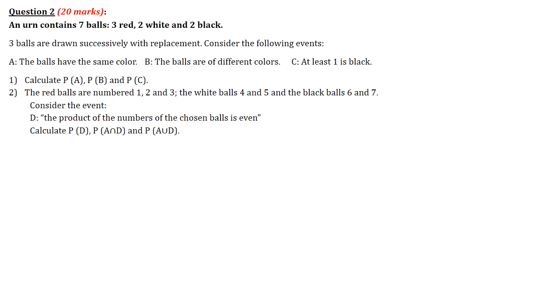An urn contains 7 balls, 3 red, 2 white, and 2 black, and 3 balls are drawn successively with replacement. So here we have repetition, and we have 3 events. The balls have the same color, the balls are of different colors, and at least one is black. We need to calculate the probability of A, B, C. Let us start.